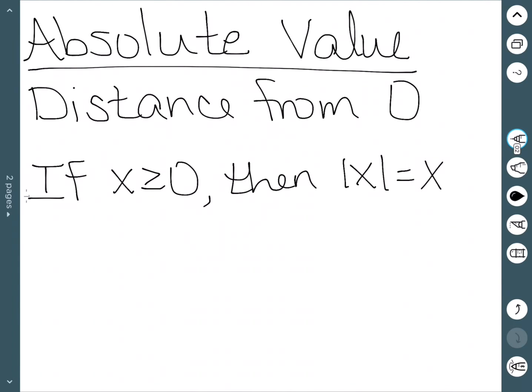If our original number was greater than or equal to zero, so as long as it's not negative, the absolute value of the number is just equal to the number. So as long as it's not a negative number, we don't actually have to do anything to find the absolute value.